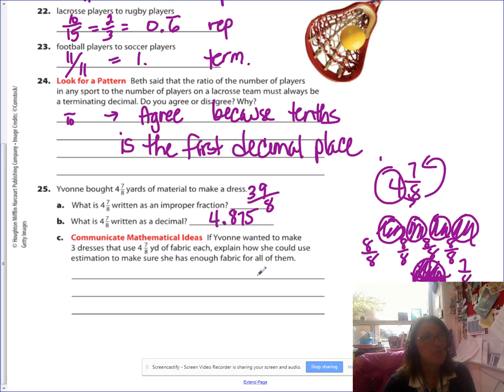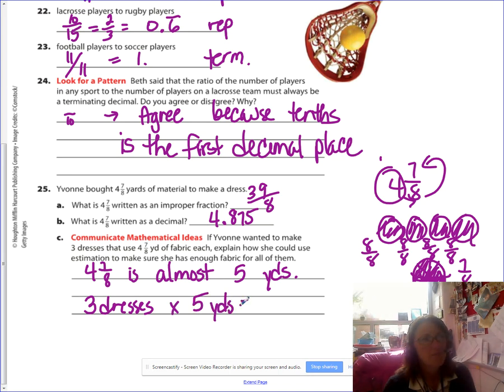The last one, so if she wanted to make 3, explain how she could use estimation to make sure she has enough. Well, 4 and 7/8 is almost 5. Since we're talking about yards, that's almost 5 yards. 3 dresses times 5 yards apiece would be 15 yards. So she could estimate 15 yards, and she should have enough if she is using 4 and 7/8 for each one. She could estimate 15.